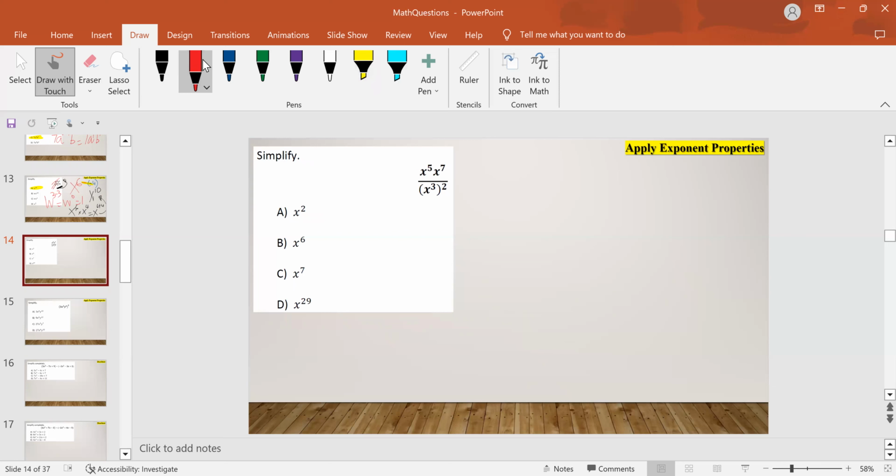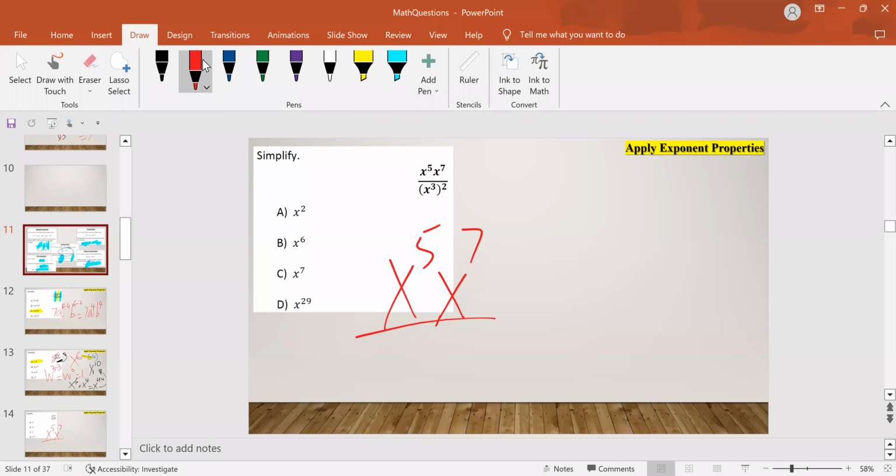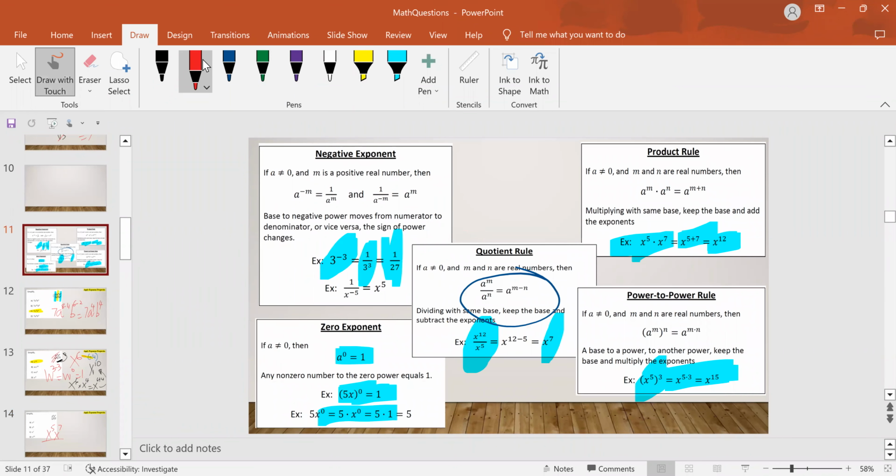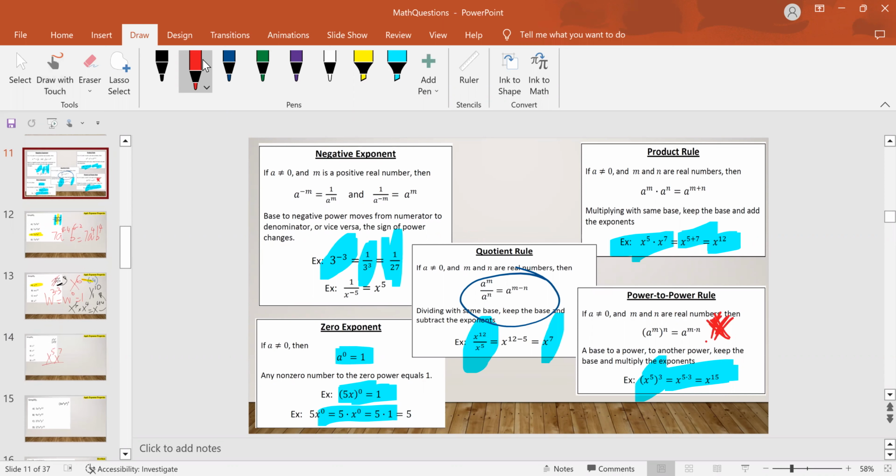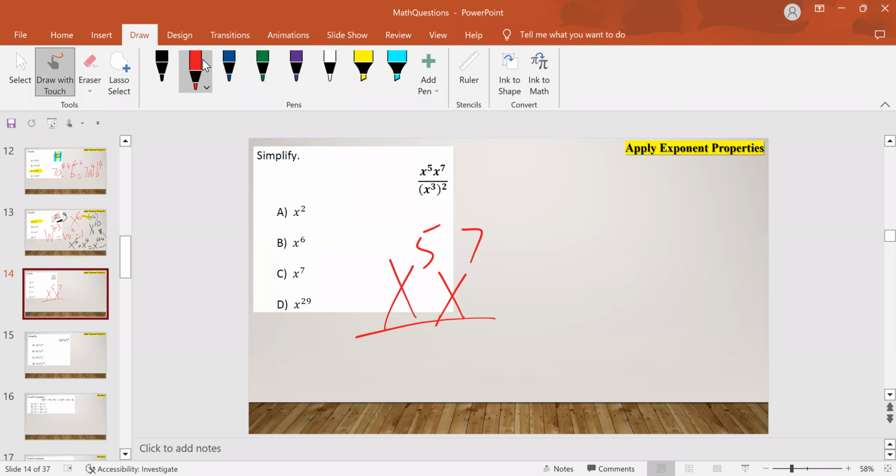So the top, we have x to the 5th power, multiplied by x to the 7th power, divided by, so the bottom, we're going to use the property, when we have this property here: power inside multiplied by power outside. Therefore, we're going to have bottom x to the 6th power. 6 came from 3 multiplied by 2. But remember, the top is the same as x to the 12th, the bottom x to the 6th.